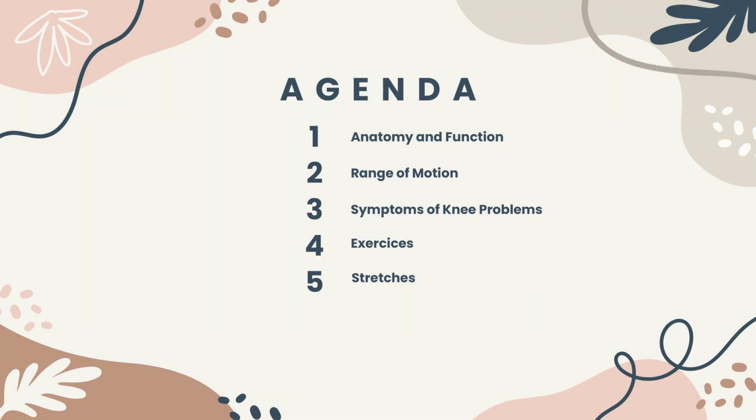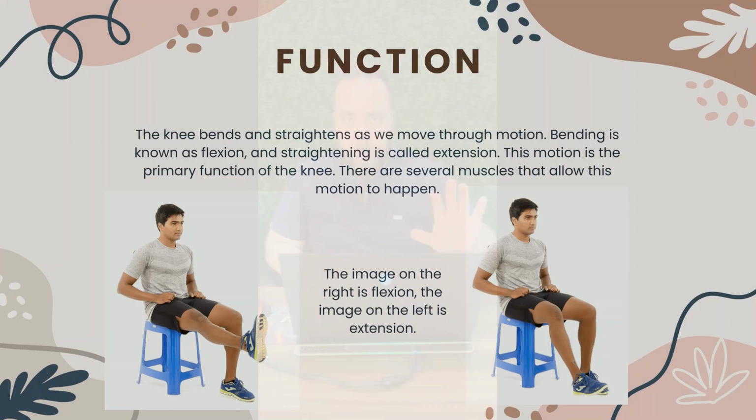Today we're going to talk about bending and straightening your knee, or flexion and extension of the knee joint. Our knee is meant to bend and to straighten out as we move, as we run, as we walk, as we kick. Knee flexion and extension is a fundamental part of us being upright bipedal animals.